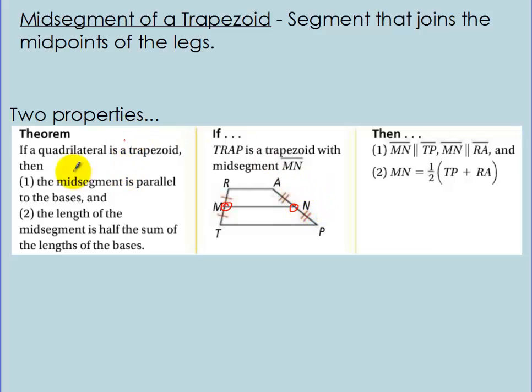So they have two properties for the mid-segments. The mid-segment is parallel with the bases, and then the length of the mid-segment is half the sum of the lengths of bases. So another way to think of that, it's the average. When it's half the sum, you add them up and divide them by 2, so half. So it's the average of both bases.